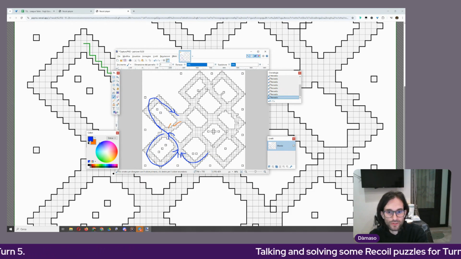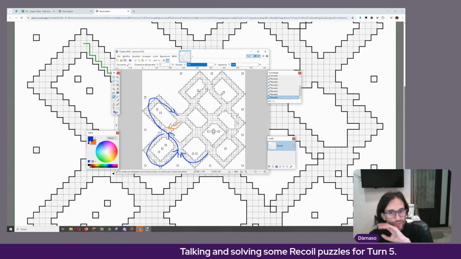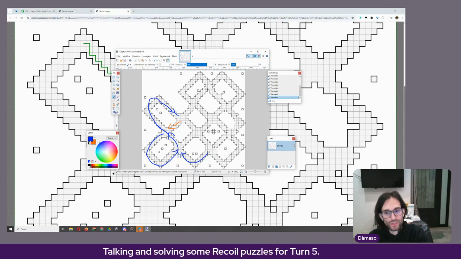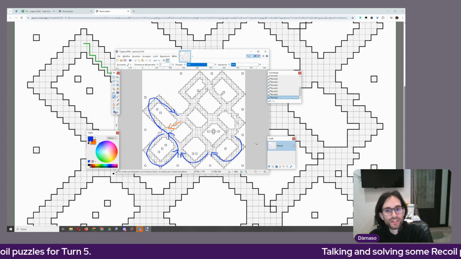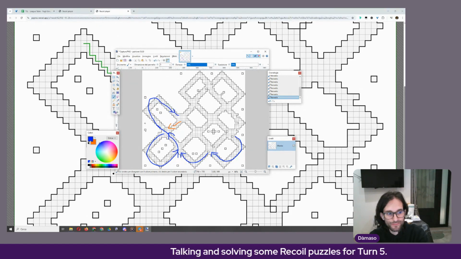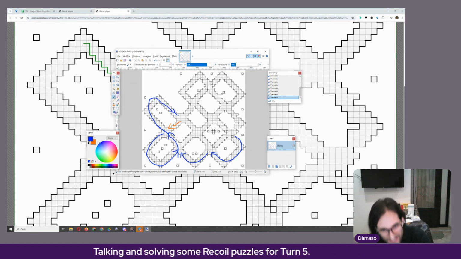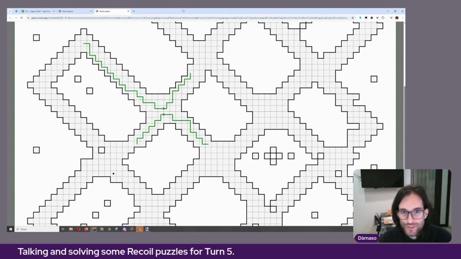Sorry, let me use the orange for this. I'm trying to recreate what I had, okay? This goes this way now. Now that I'm here, I have some information. I have really big information about this now.